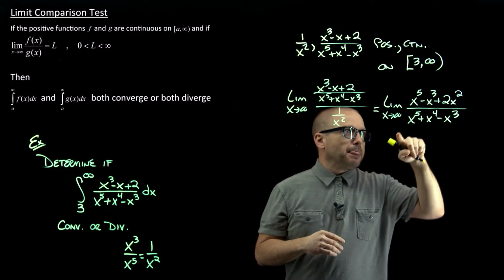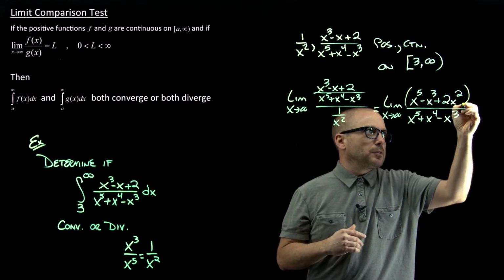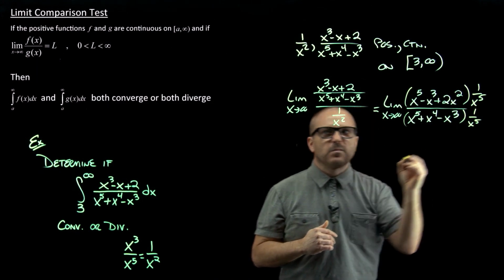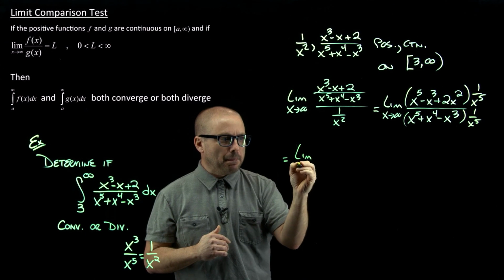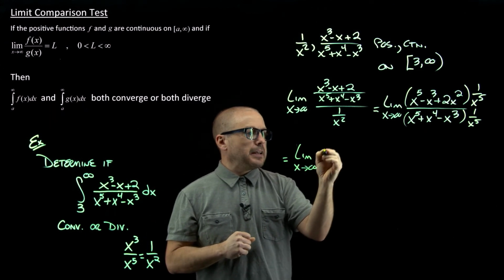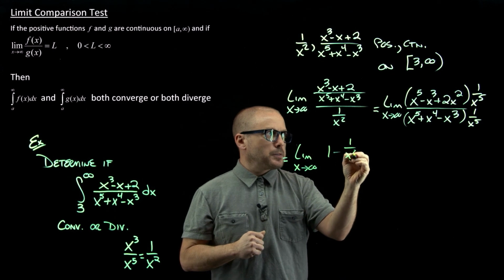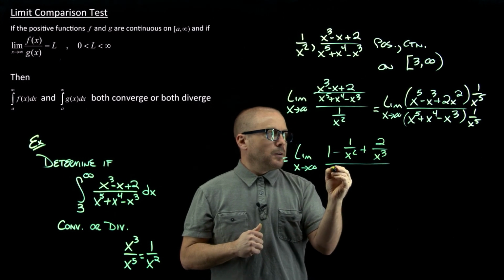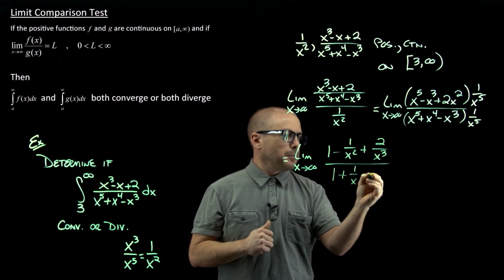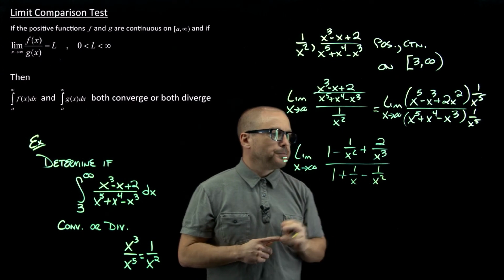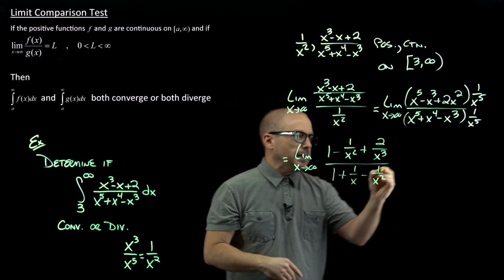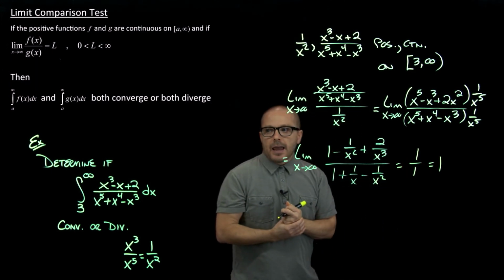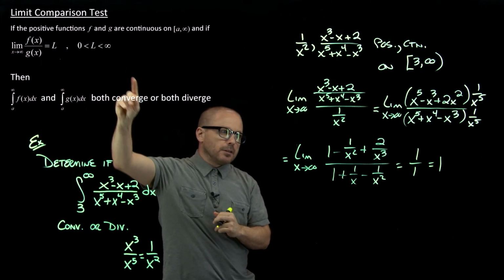So now remember, these are indeterminate, but we use our little algebra trick. Divide top and bottom by that largest degree. And we have the limit as x goes to infinity of 1 minus 1 over x squared plus 2 over x cubed, over 1 plus 1 over x minus 1 over x squared. And so as x goes to infinity, that's just 1 over 1, or 1. And we wanted to show that that limit was some number bigger than 0, less than infinity.